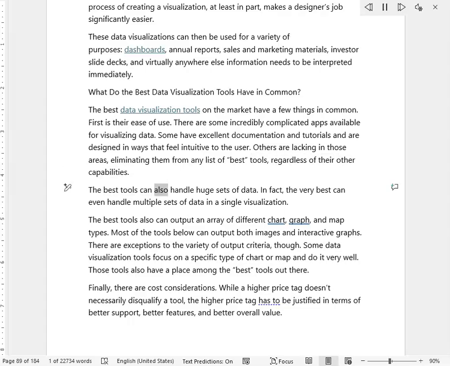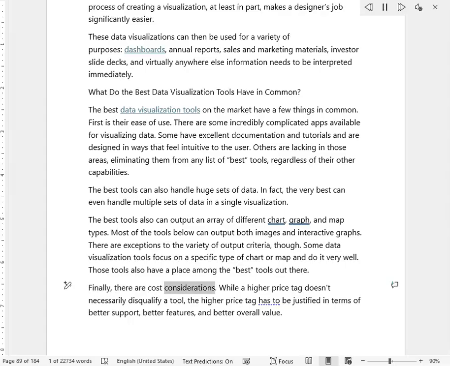The best tools can also handle huge sets of data. In fact, the very best can even handle multiple sets of data in a single visualization. The best tools also can output an array of different chart, graph, and map types. Most of the tools below can output both images and interactive graphs. There are exceptions to the variety of output criteria, though. Some data visualization tools focus on a specific type of chart or map and do it very well. Those tools also have a place among the best tools out there.